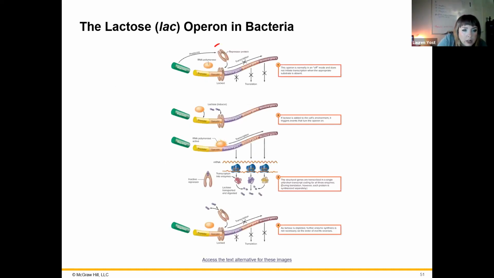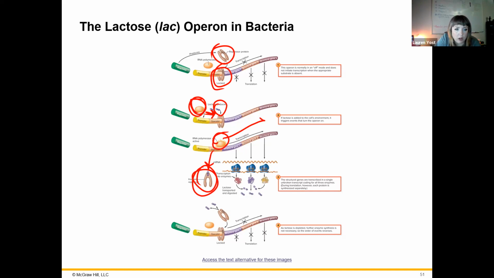So here is our repressor. Our repressor is locked on to the operator, so our RNA polymerase cannot go on. Then we have lactose added. It changes the shape of that repressor, and so it goes away. Now our RNA polymerase is active and can make our mRNA through transcription, and then translation allows us to make the proteins that are associated with breaking down lactose.